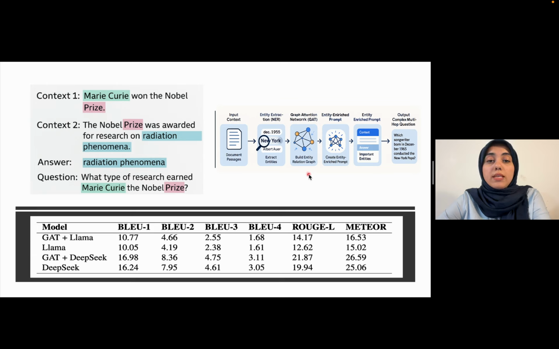Once the graph is constructed, it is passed through the Graph Attention Network, or GAT. The GAT helps the model focus on the most important entities in the graph by computing attention scores. These scores reflect which entities are most relevant for generating a good multi-hop question.